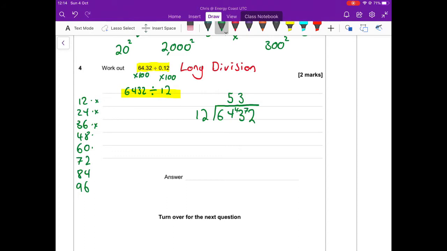And then how many 12s go into 72? I want that one over there on the left. So it's 6. So my answer is 536. Don't add anything else in. Don't put any decimal places in, because we changed the sum, which means we get the right answer whatever we do. So there's a bit of long division.